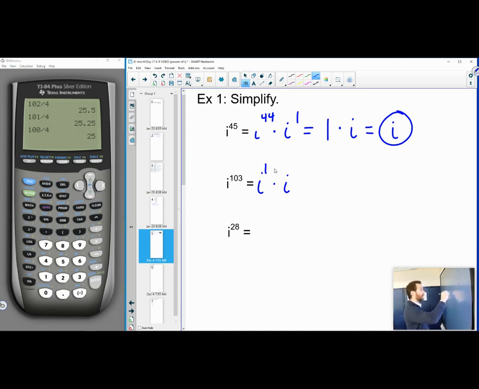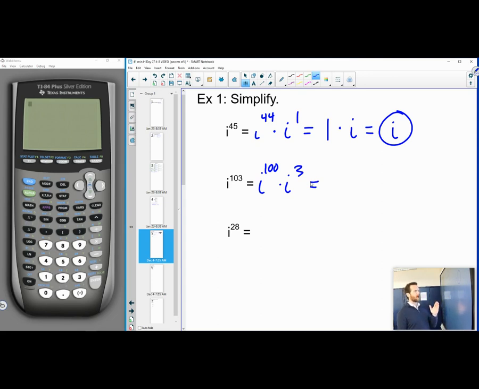So we're going to break it up into i to the 100 times i to the, it's got to be 3, because remember, it's got to add up to this 103 that we started with. So if you don't need to use the calculator, that's great. I just wanted to show you a method that will always get you to a multiple of 4 if you ever don't see it.